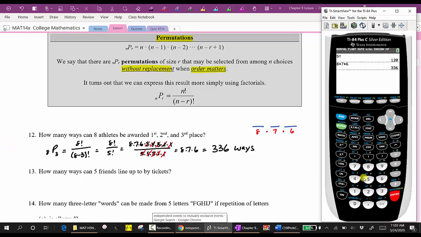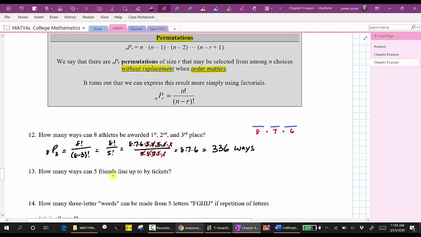We enter n, which is 8, math, right arrow to probability. Notice permutation is option 2, so we press 2, enter r, which is 3, and enter, which of course gives us the same result.